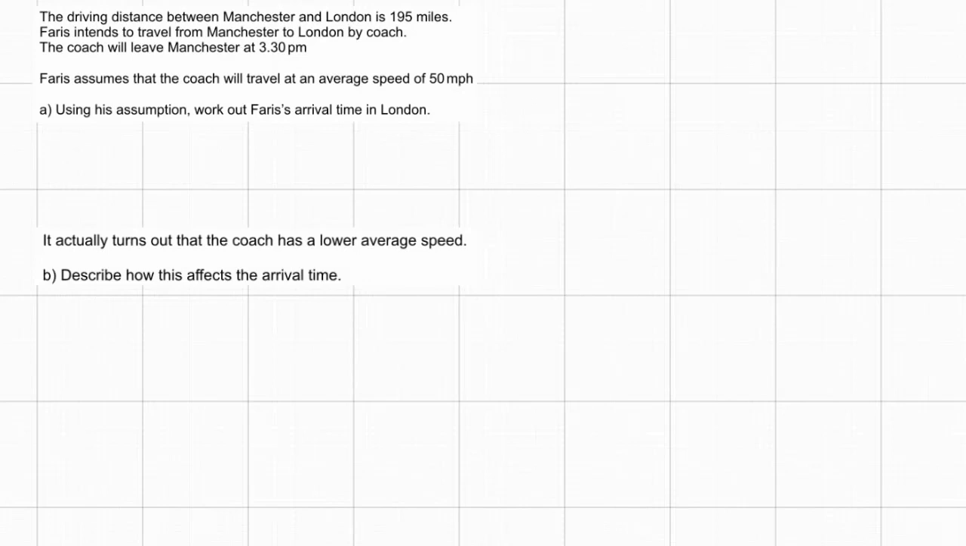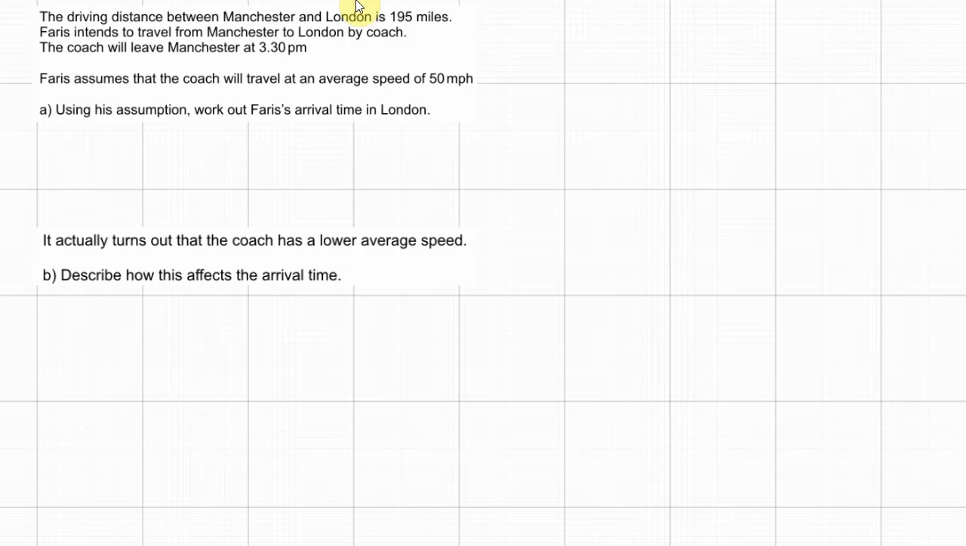So the driving distance between Manchester and London is 195 miles. Ferris intends to travel from Manchester to London by coach. The coach will leave at 3:30 p.m. He assumes that the coach will travel at an average speed of 50 miles per hour, so constantly going 50 miles per hour throughout the whole journey. Will he arrive in time? I mean, have I copied the full question? Oh, not will he arrive in time. When will he arrive? That's a further question. I think that's the next question if we have to check if he arrives in time.